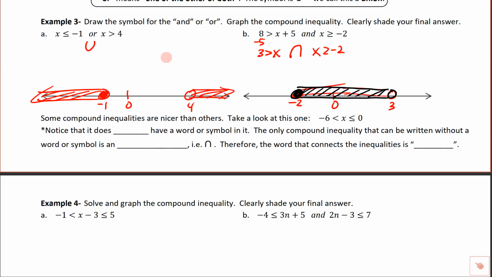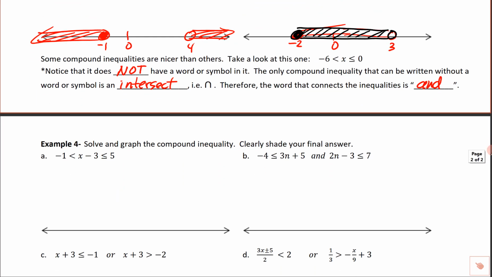If you were to see something like that, it does not have a word or a symbol in it. It doesn't have a union or an intersection. It doesn't have the word and or. The only compound inequality that can be written without a word or a symbol is this guy right here. It's an intersection. And if it's an intersection, then the word that connects those has to be an and. So we can actually have a compound inequality without using the symbol or the word and, but and is the only one that can be written like that. If it's got an or, you have to write the or or use the union symbol.